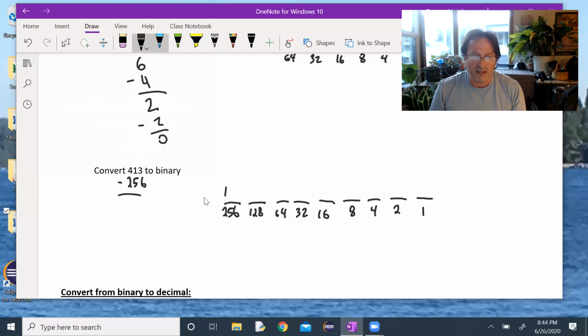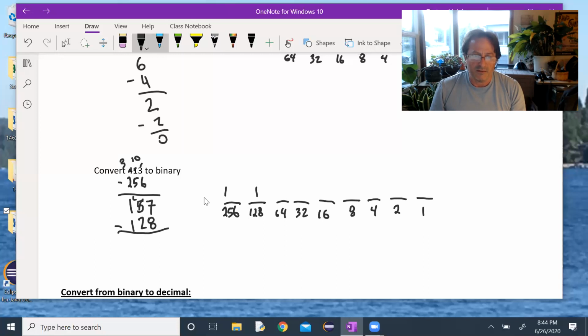Let's see if I can get my math on here. 0, 13 minus 6 is 7. Cancel the 4, get a 3. 10 minus 5 is 5. 3 minus 2 is 1. So we got 157 left. So certainly I can put a 128 in there. So I take away 128 from here.